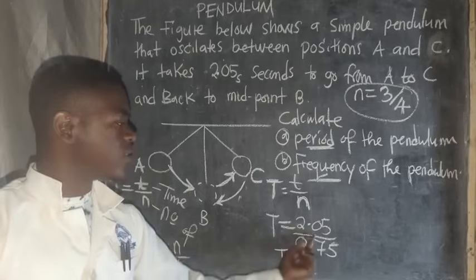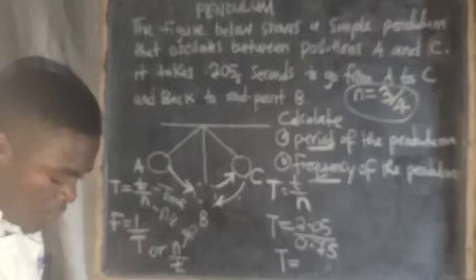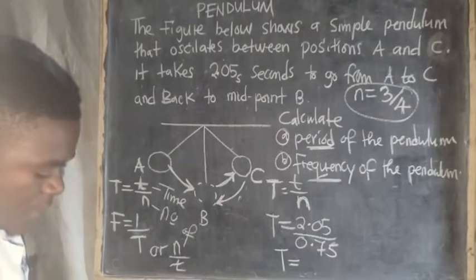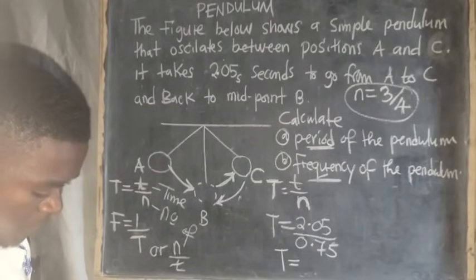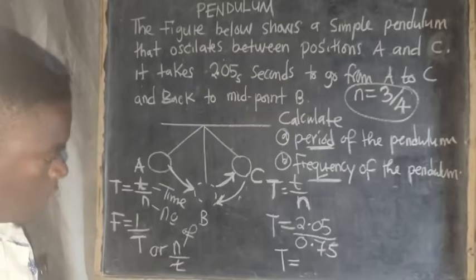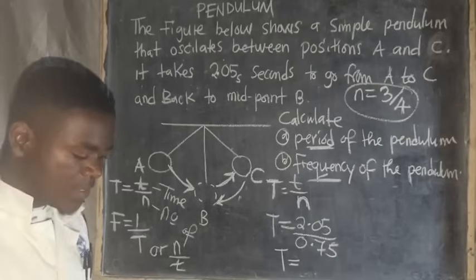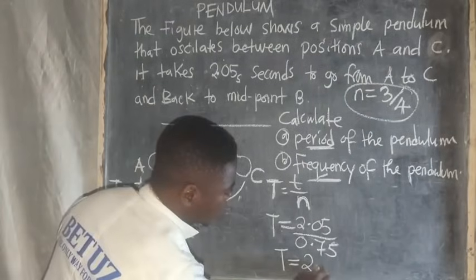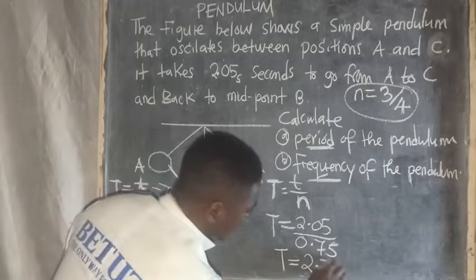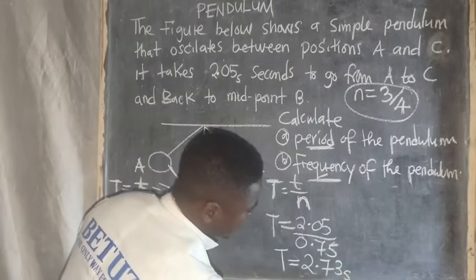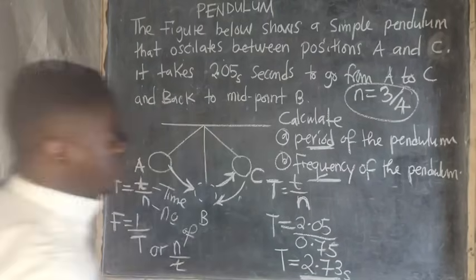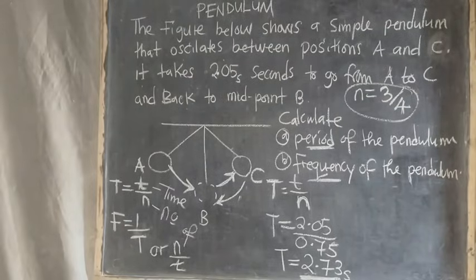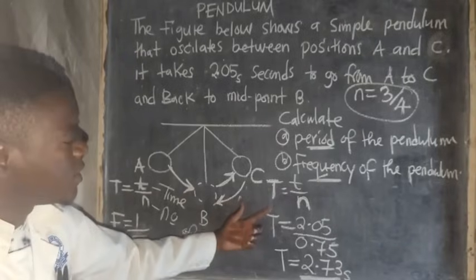Then you punch this on your calculator: 2.05 divide 0.75. What answer are we getting? We are getting 2.73333. So it's 2.73 seconds. Meaning that this answer is the period. This is how we get to find the period. So these are the procedures that you are supposed to do. These are the things that you need to find. Just like this, you are done.